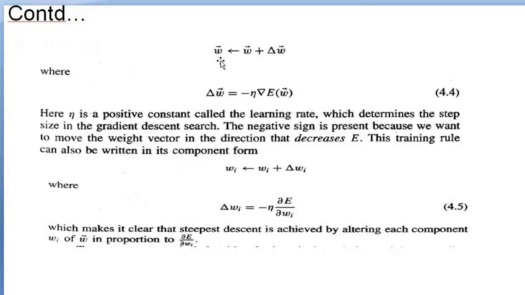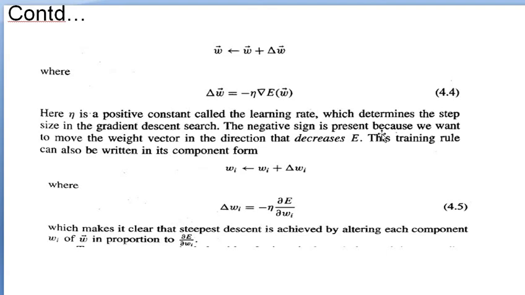Next, we know this already, and also this delta W vector is given by the formula minus eta delta E of W, where eta is a positive constant called the learning rate. You already know it.